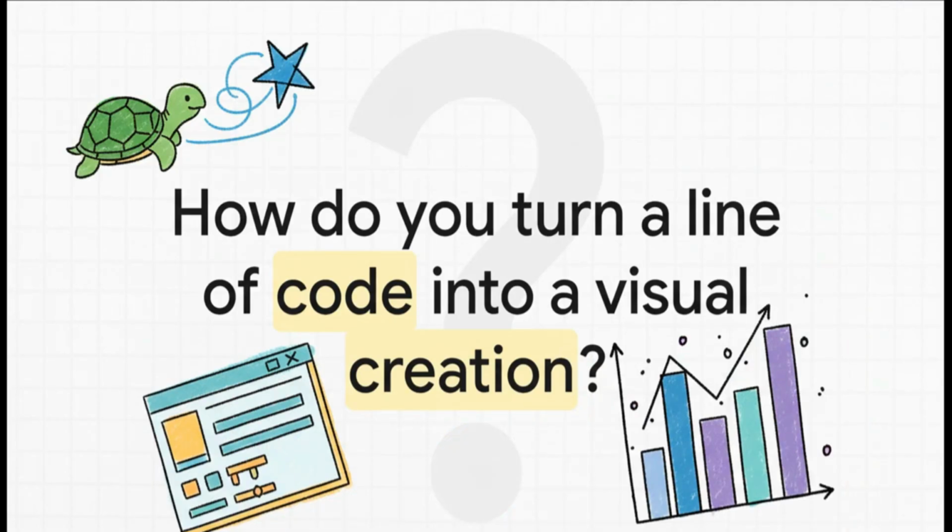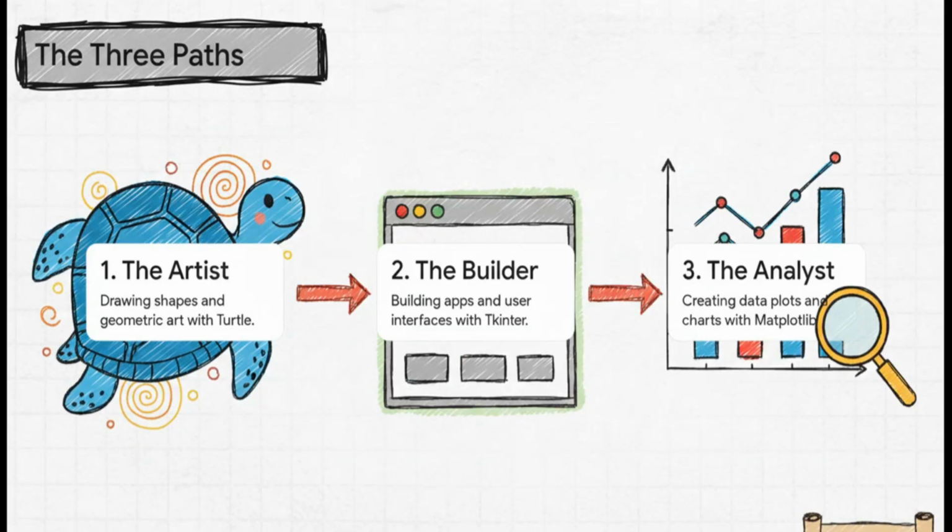The big question, right? How do you actually turn a line of code, just text on a screen, into something visual, something you can see and interact with? Well, that's exactly the path we're going to explore today, literally from your very first pixel all the way to a complete working app. It turns out there are really three main paths you can take.